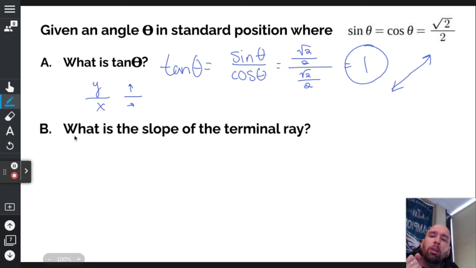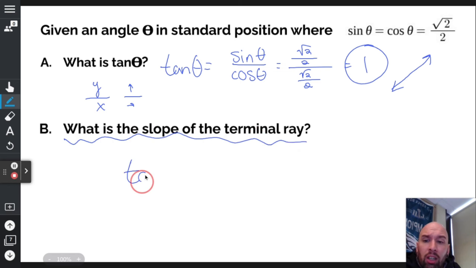Which takes us to B. What is the slope of the terminal ray? Well, the slope of the terminal ray is tangent. And I just found out that tan theta equals 1. So it's the same exact answer. Look at that. A little definition for you.